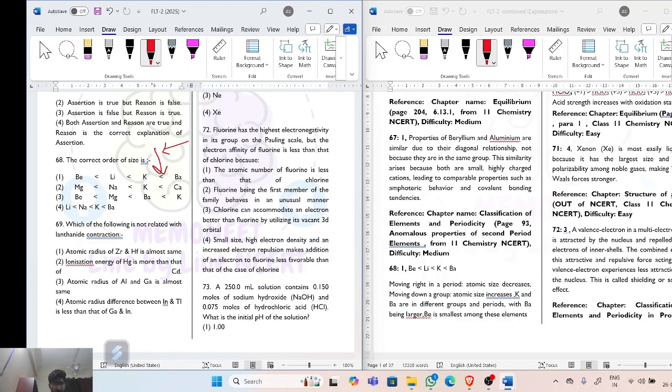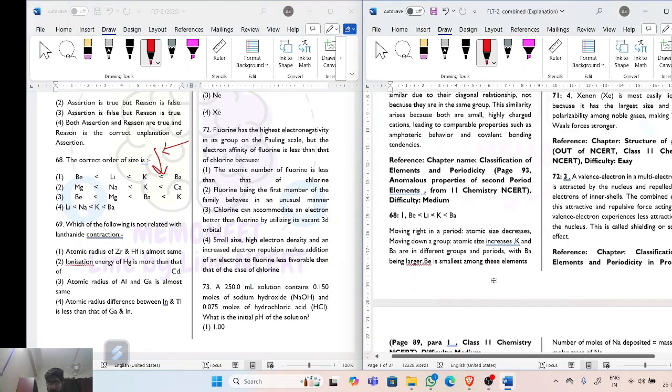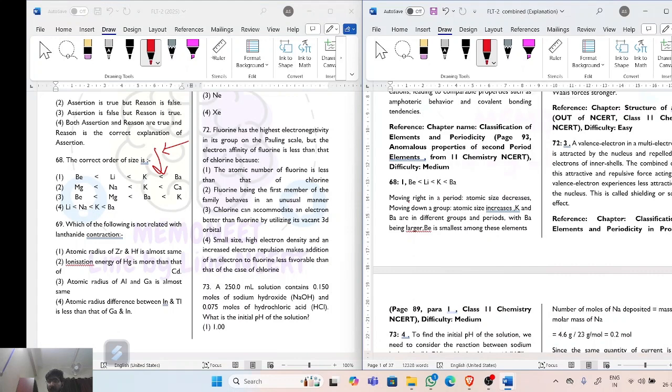So let's see. Moving right in the period, atomic size decreases. Moving down in the group, atomic size increases. K and Be are in different groups and periods. With Ba being larger, Be is the smallest among the elements. So by this we can conclude that Be is the smallest, then lithium, then potassium, then barium. So option number 1 will be our correct answer.